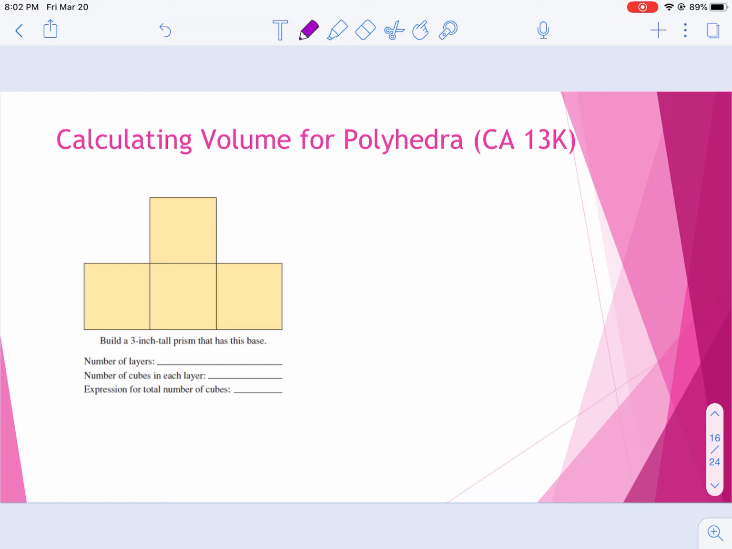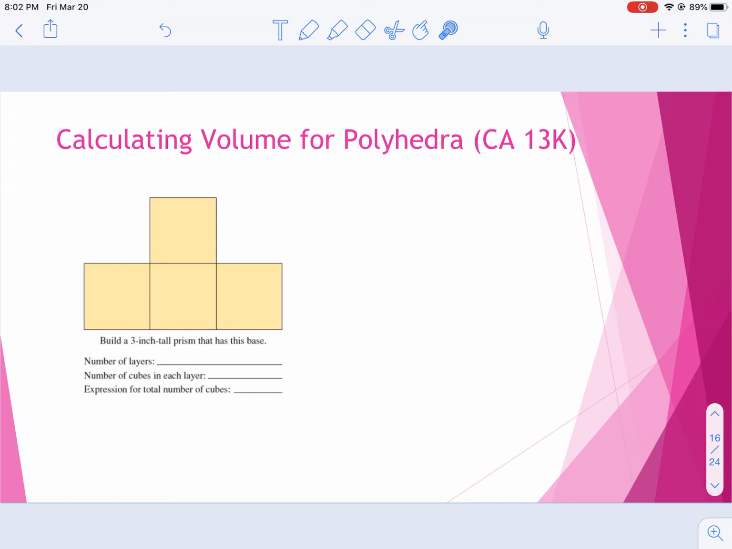So this activity says to build a 3-inch tall prism that has this base here. This is the base of the prism, and it's saying to make it 3 layers tall. Can you picture that? Each of these squares is a 1-inch by 1-inch square.